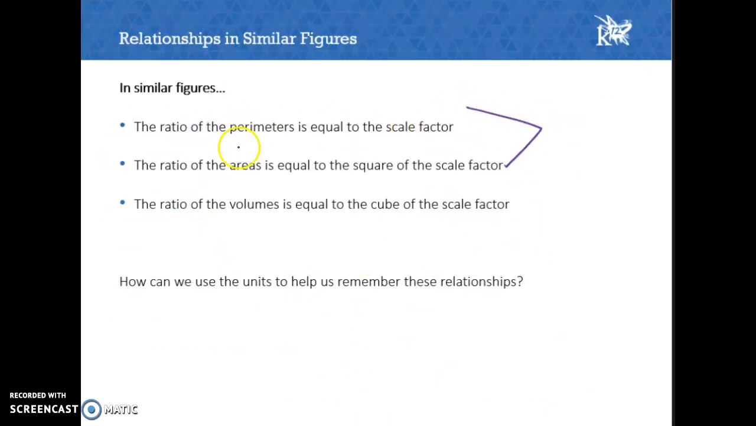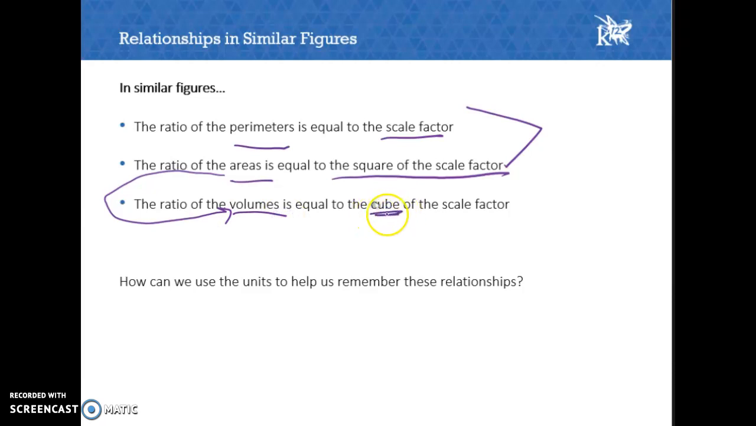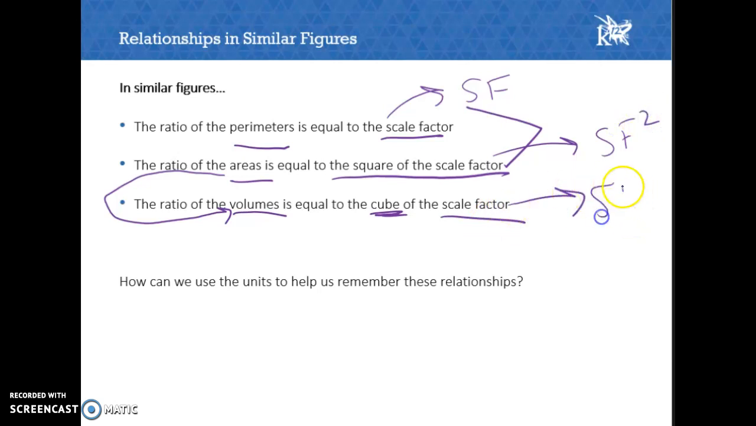That's where this comes from. The ratio of the perimeters is equal to the scale factor. The ratio of the areas is equal to the square of the scale factor. And we can take it one step further when we're talking about volumes. The ratio of the volumes is equal to the cube of the scale factor. So perimeters is scale factor, area is scale factor squared, and the ratio of the volumes is scale factor cubed. And the way we can use the units to help remember that is that perimeter is just distance. It's just straight up units. Area is always units squared. Volume is always units cubed. And it's the same for the scale factor. So hopefully that'll help it stick in your mind.